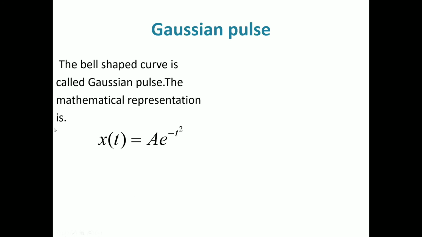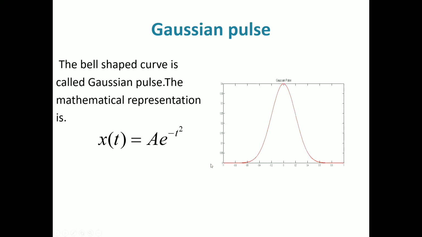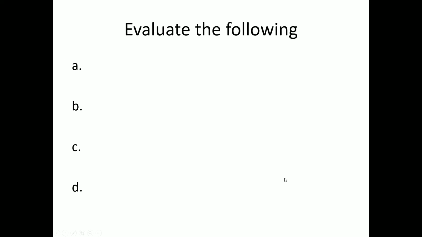The mathematical expression for the Gaussian pulse is x of t equals e power minus a t square, where a may be 1. So this is the mathematical expression and this is the shape of the Gaussian pulse. All these shapes you should keep in mind, then only you may be able to solve some of the problems related to signals and systems.